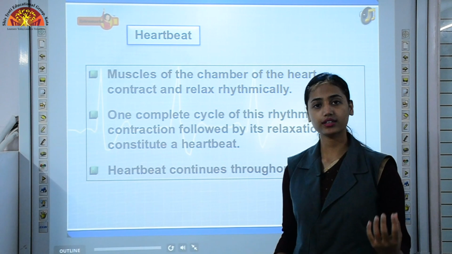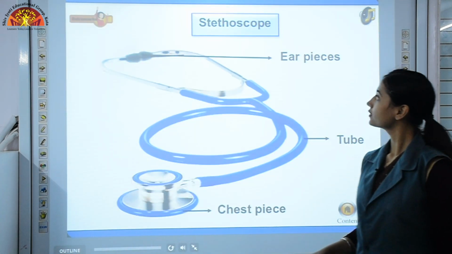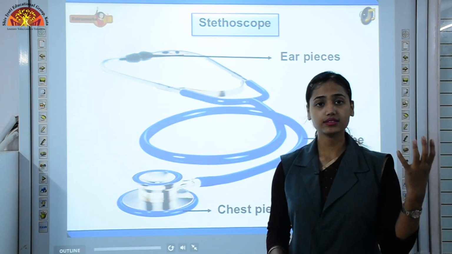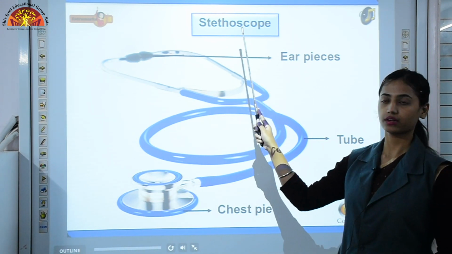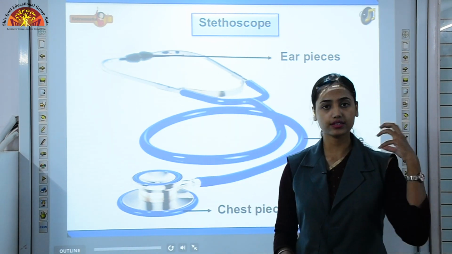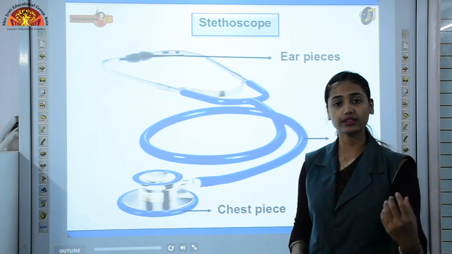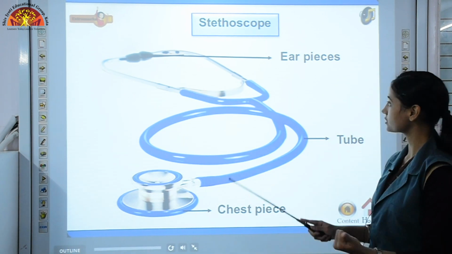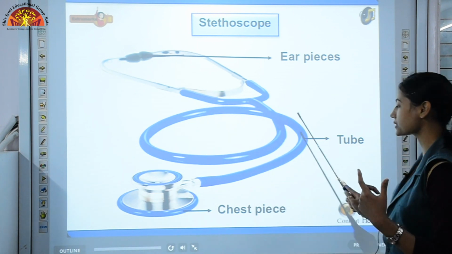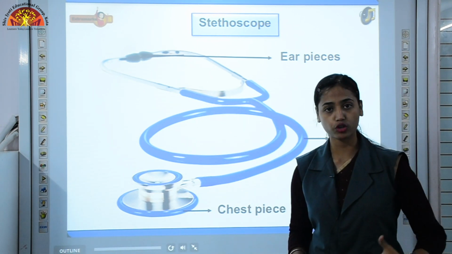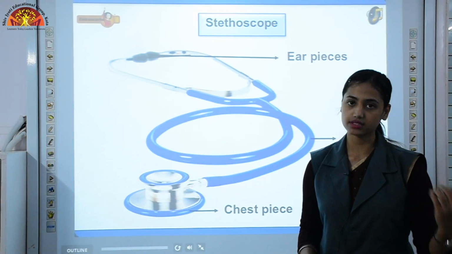One complete cycle of this rhythmic contraction followed by its relaxation constitute a heartbeat. Simply contraction and relaxation. Heartbeat continues throughout our life. When our heart stops beating, then what will happen to our body? We will die. And now how can we hear the sound of our heartbeat? With the help of stethoscope. Okay, using this device we can hear the sound of our heartbeat. As it amplifies the sound of our heartbeat, it increases the sound of heartbeat. It consists of earpiece which we insert in our ears, then tubes are present which carries the sound of heartbeat, and this is chest piece which is kept on our chest cavity.